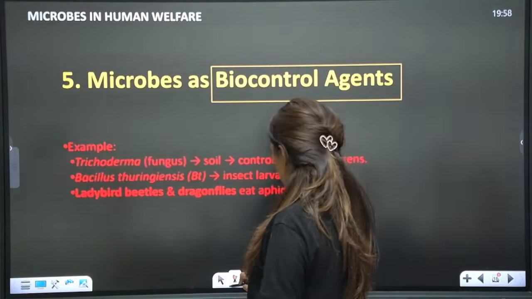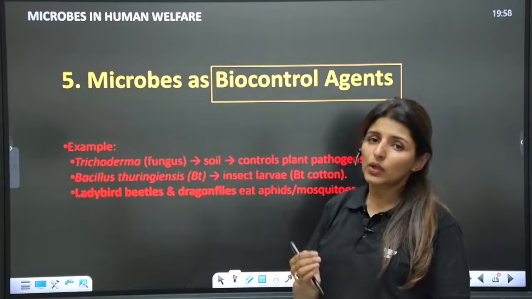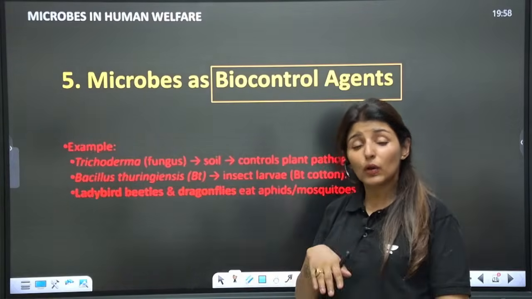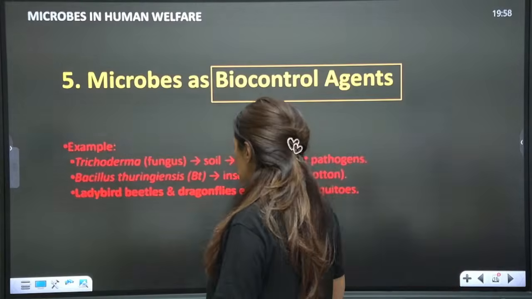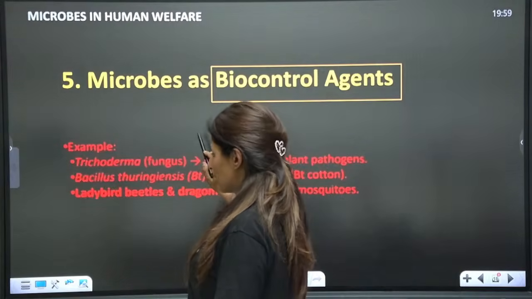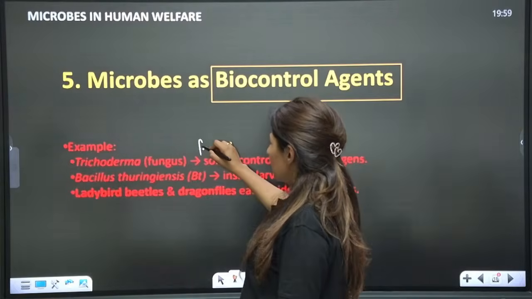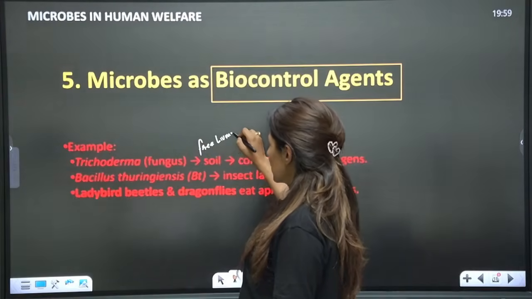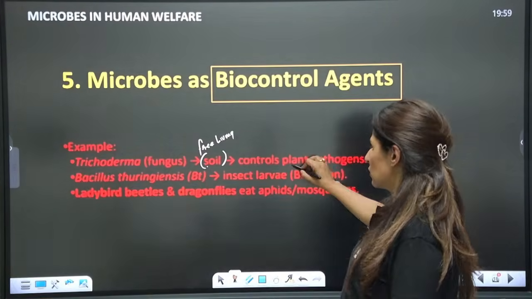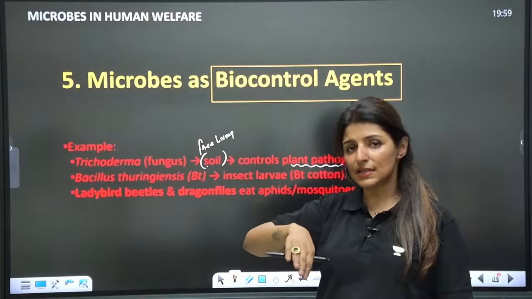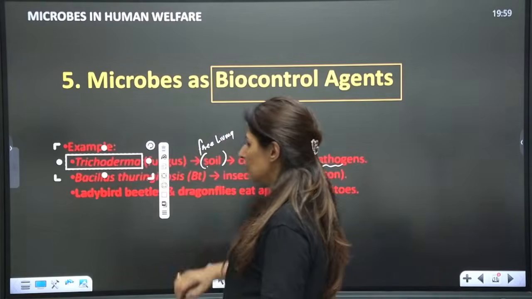So what are these biocontrol agents? Biocontrol agents are those organisms which control another organism. One organism controlling another organism, that is biocontrol. For example, there is the Trichoderma fungus, which is a free living fungus. You see it in soil. It controls the plant pathogens. So the organisms which cause diseases to the plants are controlled by Trichoderma. Is that clear? It is a fungus.